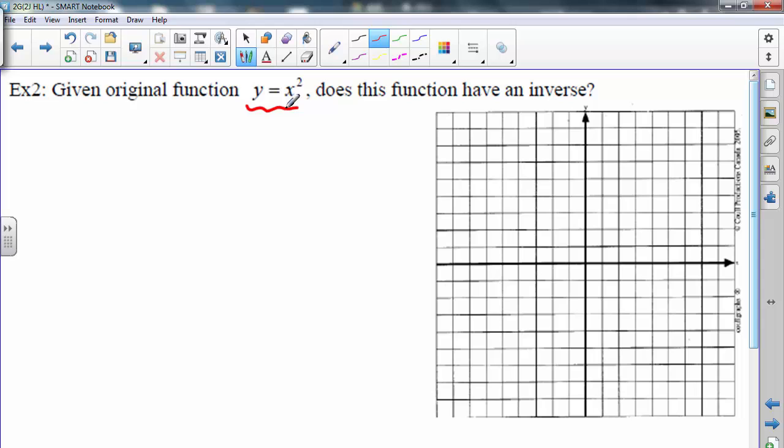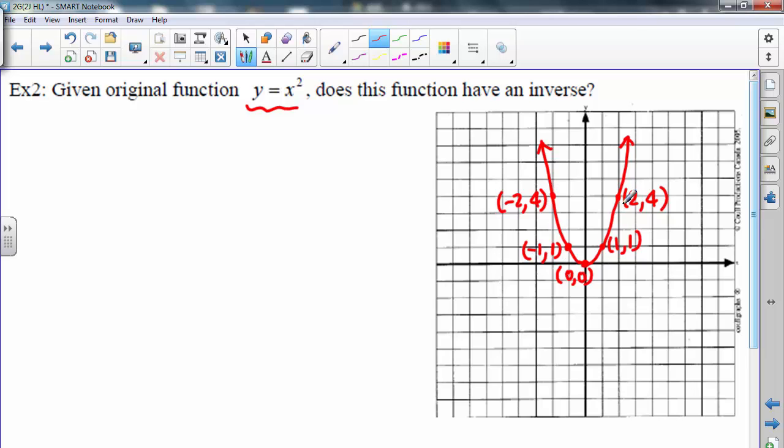Let's look at this original function first. Let's graph this original function very quickly. It's a parabola. Okay, so this point is 0, 0. This point is 1, 1. This point I used is 2, 4. Here, this point I used is negative 1, 1. This point I used is negative 2, 4.